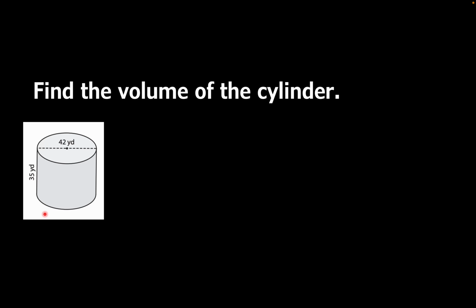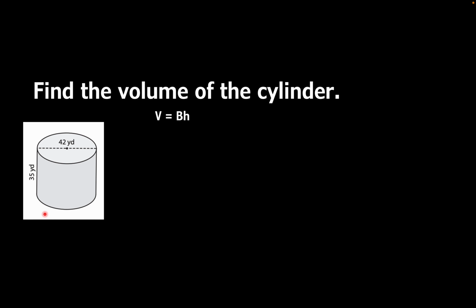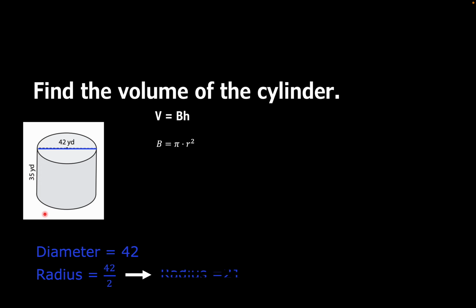Last example, find the volume of the cylinder. Same formula. It's just the area of the base is going to be a circle. That's our pi r squared. Well, r stands for the radius. What's the radius of this cylinder? Well, they give us the diameter. The radius is going to be half of the diameter. So if we take 42 divided by 2, that would give us a radius of 21.